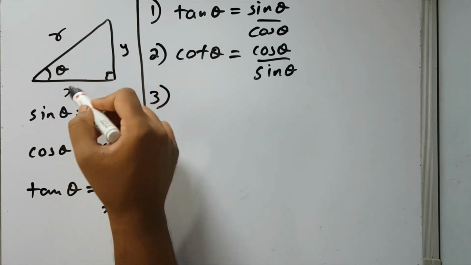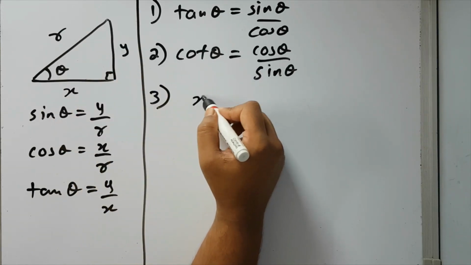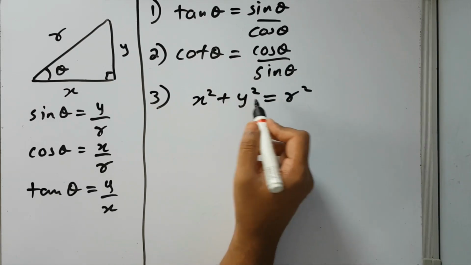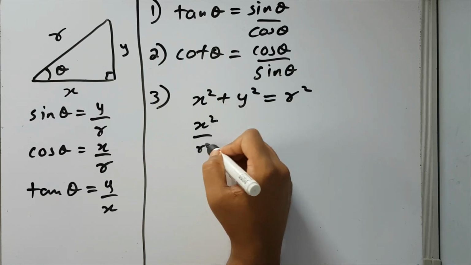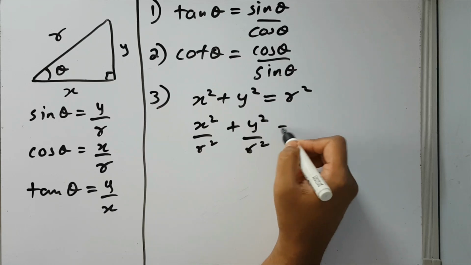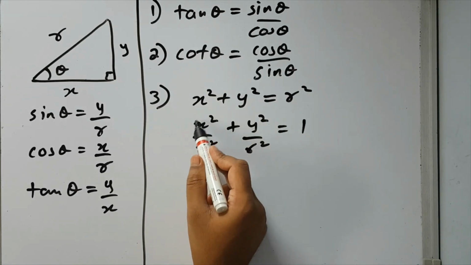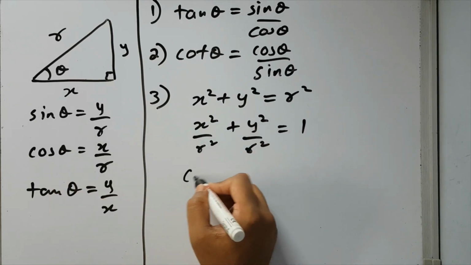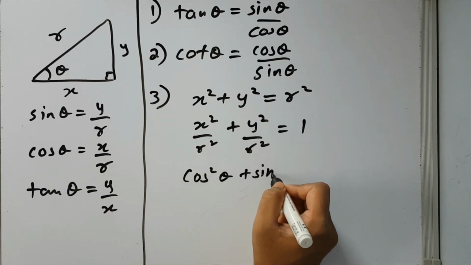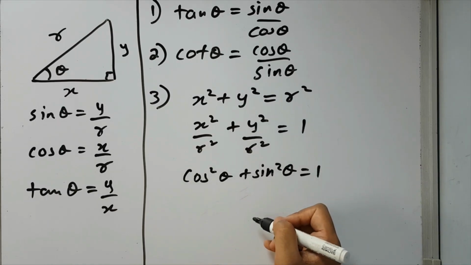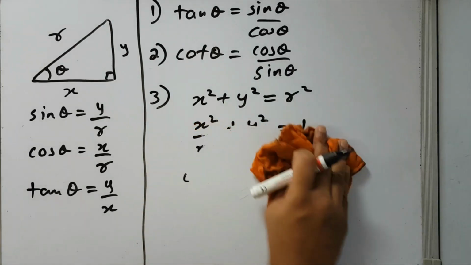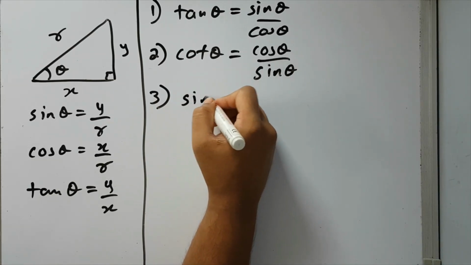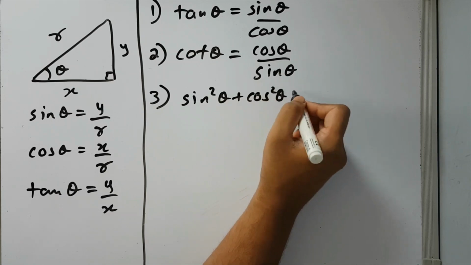Now look at this triangle. According to Pythagoras theorem, x square plus y square would be equal to r square. Now divide this by r square. What do you get? X square over r square plus y square over r square equals 1. What is x by r? X by r is cos theta, and y by r is sine theta. So cosine square theta plus sine square theta equals 1. Our third formula came from this triangle, and that is sine square theta plus cos square theta equals 1.